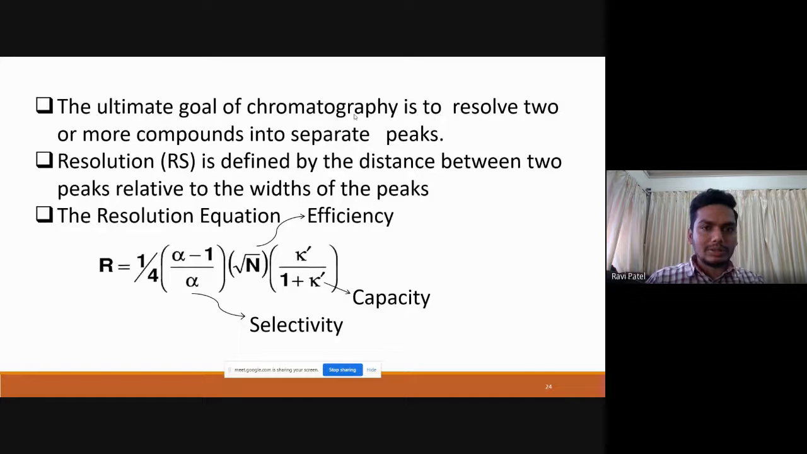Our ultimate goal in chromatography is to resolve two or more compounds into separate peaks, meaning separation of peaks, with proper retention time and proper tailing factor. In any chromatography, there are certain equations. I hope that you are all well aware of these equations, resolution, capacity factor and so on. I am not taking time on that particular terminology.